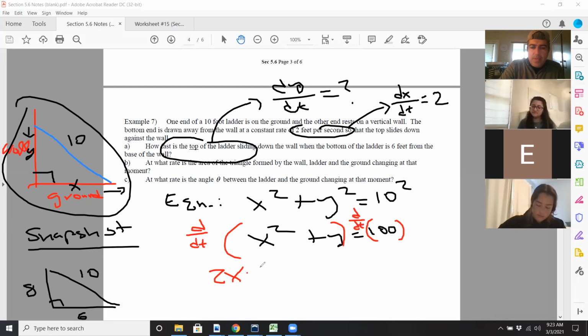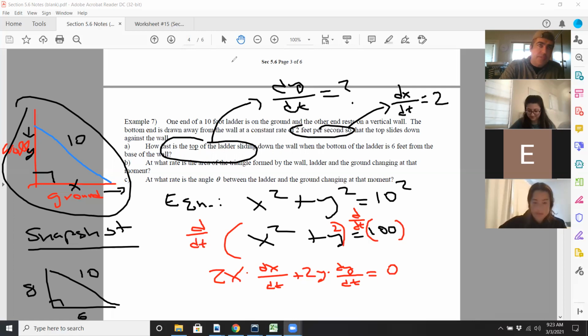Two x times dx/dt. Oh, it's y squared, yikes, sorry. Plus 2y times dy/dt equals 0, because the derivative of 100 is 0, right? So what is this really assessing? This is assessing implicit differentiation, right?